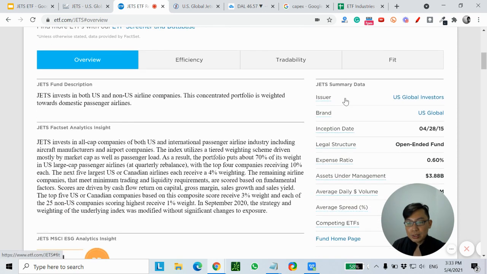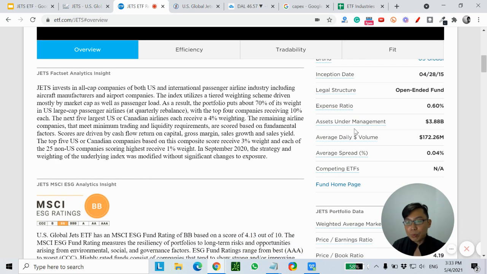Let's go through the summary of this ETF. The inception date was in April 2015, so it has been more than 6 years already. The assets under management is 3.88 billion, about 4 billion. In my opinion, for a thematic ETF, the AUM is quite big already, because I can see other thematic ETFs, especially the newer ones, have AUMs that are not so big. For an ETF that can go beyond 1 billion, it is quite a feat already.